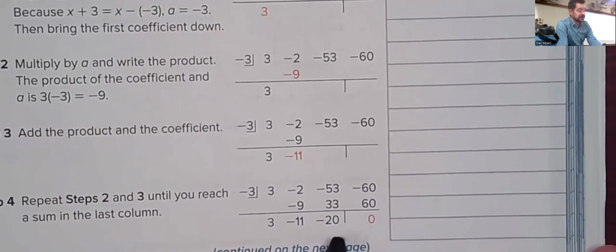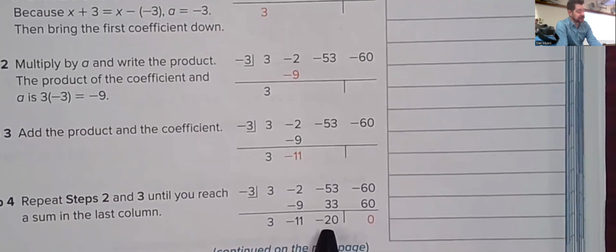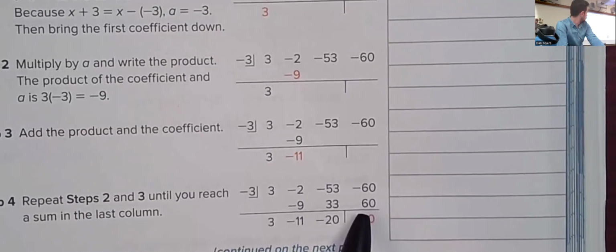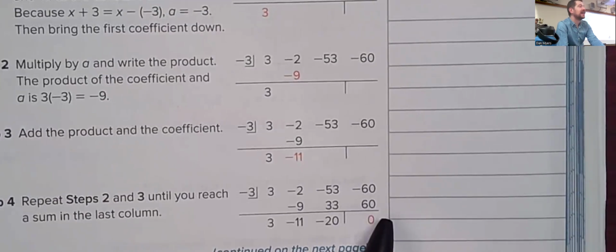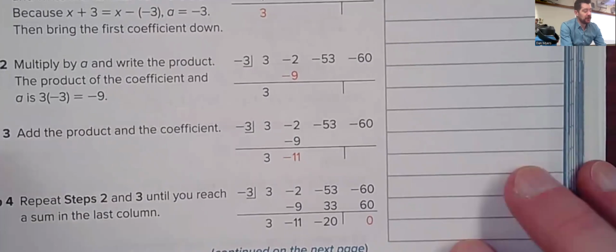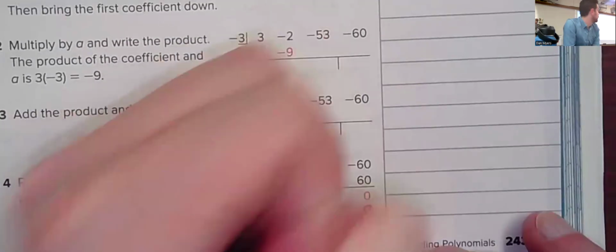Last step here is going to take this value again, -20, multiply it by -3. We get 60. That's this number here. And then you're going to add those together. -60 plus 60 is 0. What do you suppose the 0 is? That's the remainder. Yeah. So we have our remainder.